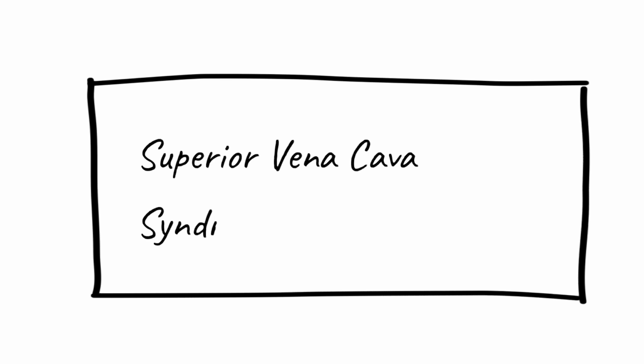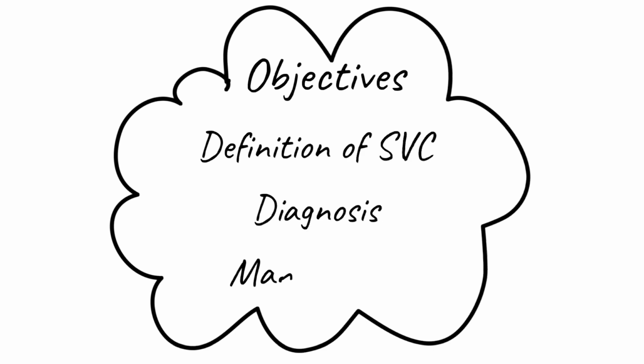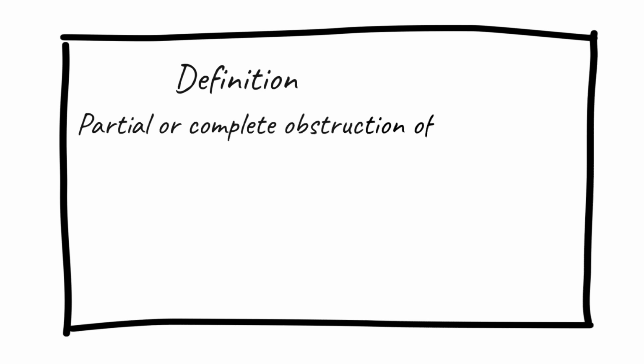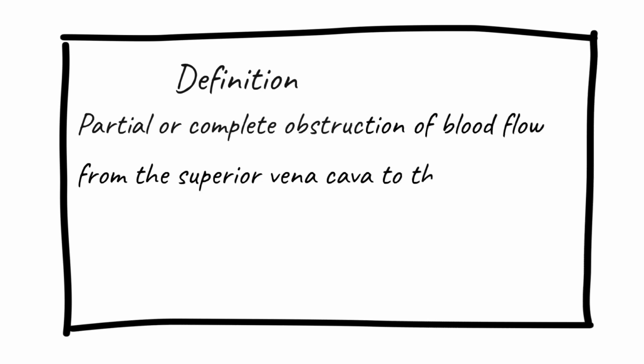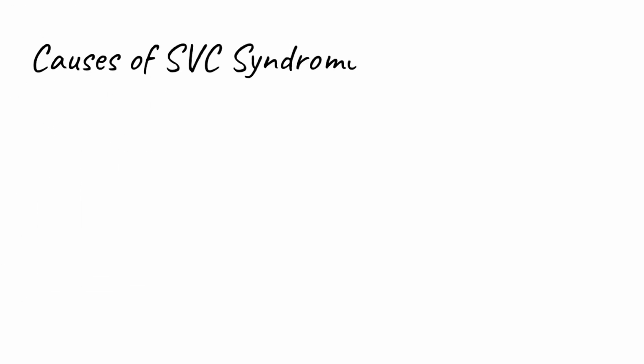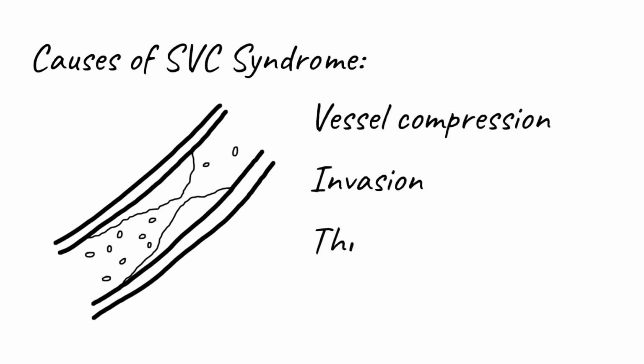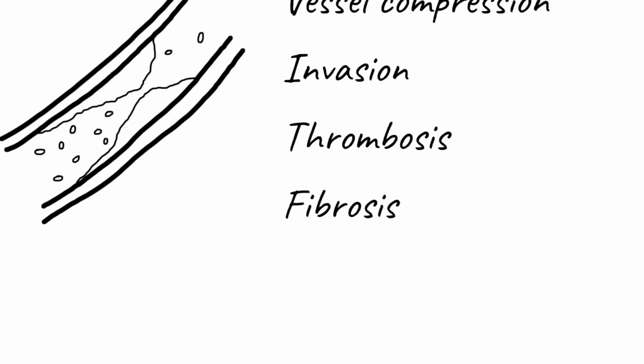In this video, we will cover superior vena cava syndrome. We'll talk about the definition, its etiology, diagnosis, and management. SVC syndrome is the partial or complete obstruction of blood flow from the superior vena cava to the right atrium. It can be caused by vessel compression, invasion, thrombosis, or fibrosis.